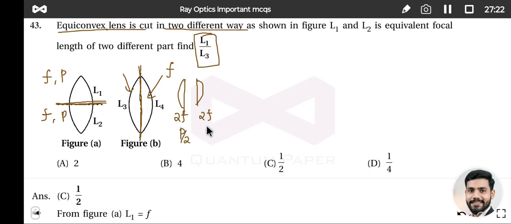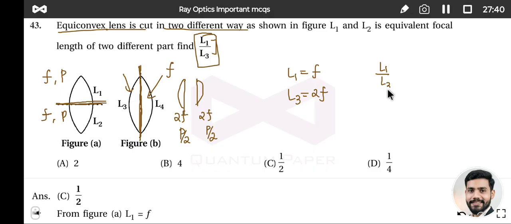The question is, what is the value of L1 upon L3? For the first part, L1, the focal length remains the same, f, and for L3, the second part, which we cut like this, the focal length is double, 2f. So the ratio L1 by L3 is f upon 2f. The f gets cancelled, so the answer is 1 by 2. So the correct answer is C for this question.